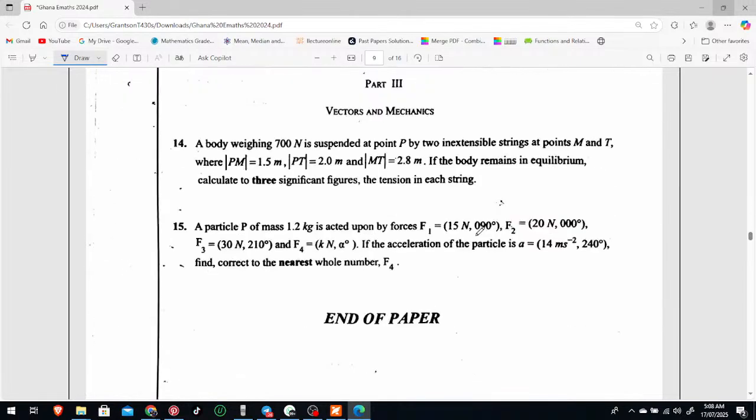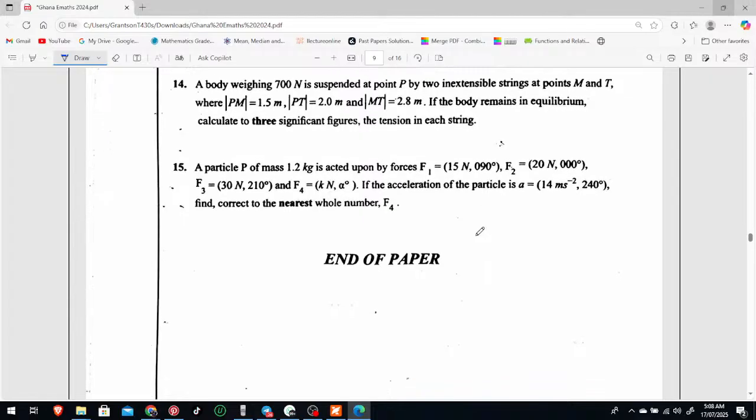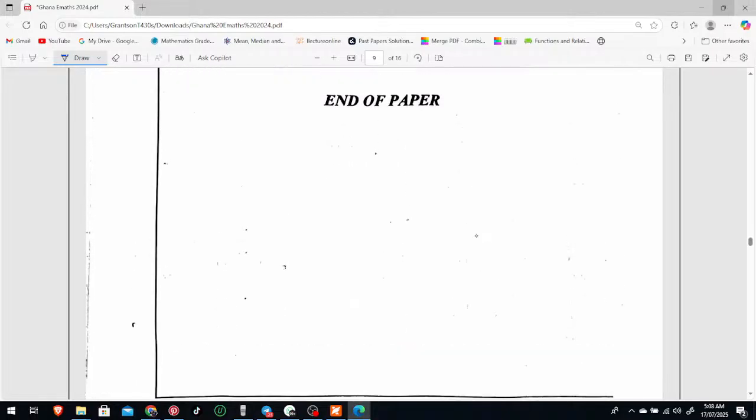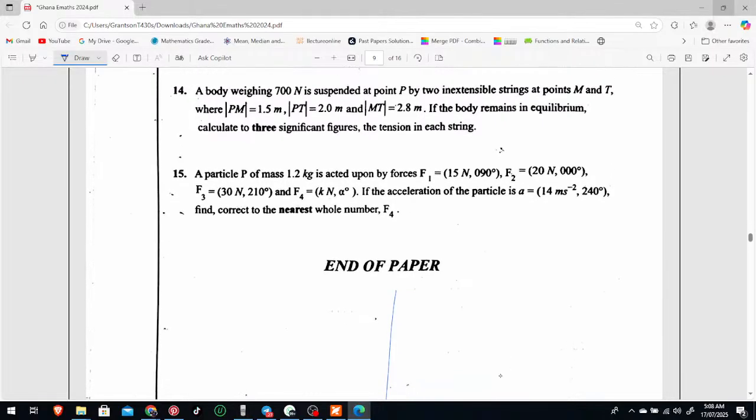So we've been studying mechanics. Let's solve this paper and see. The warm-up question. Question 40. Let me divide the paper into 2 and see if I can solve it. A body of weight 700 newtons. That's the weight.